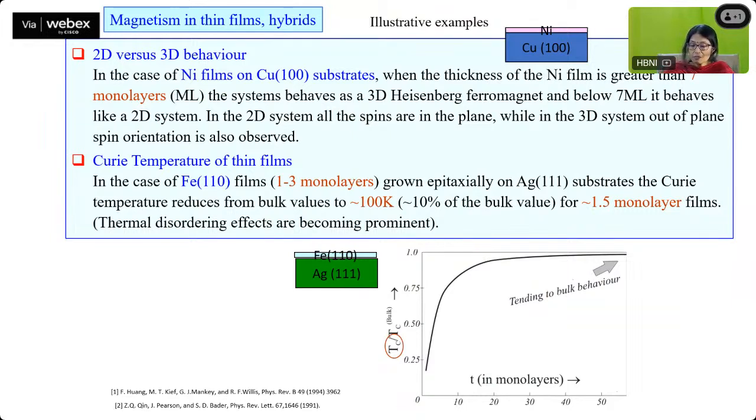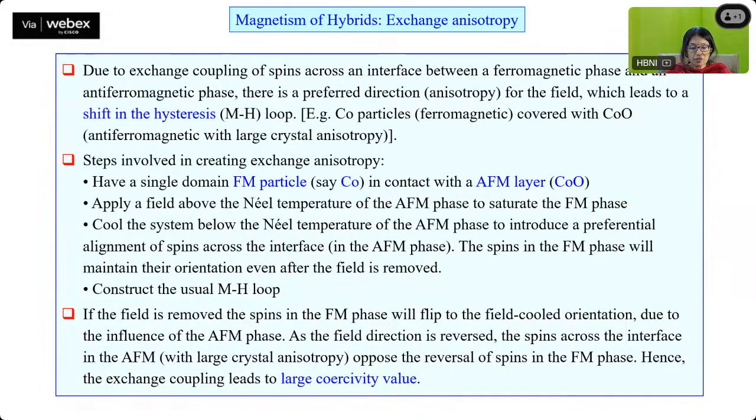If you plot TC versus the thickness in monolayers, you will find that as you increase the number of monolayers, TC divided by TC of bulk, that is the Curie temperature relative to the Curie temperature of bulk, reaches a level of 1, that is, it tends towards the bulk behavior as you increase the number of monolayers. So this is basically magnetism in thin films and hybrids.